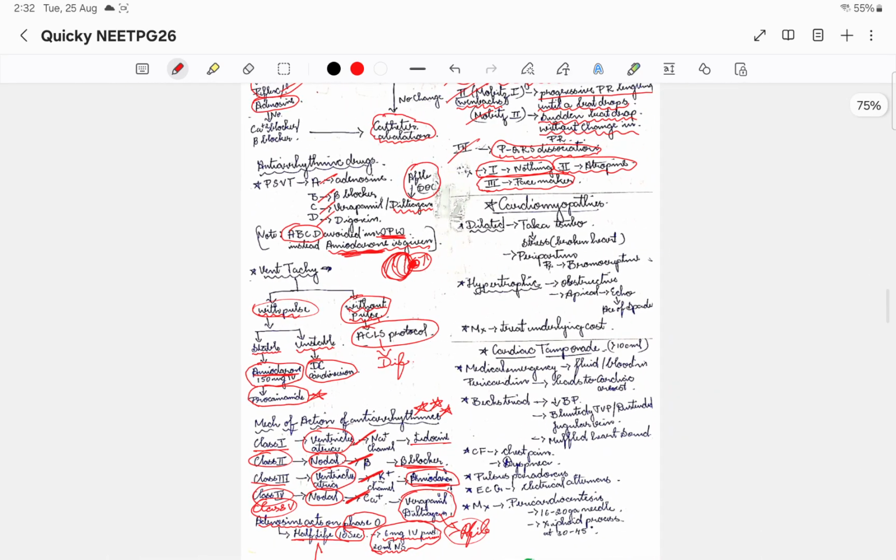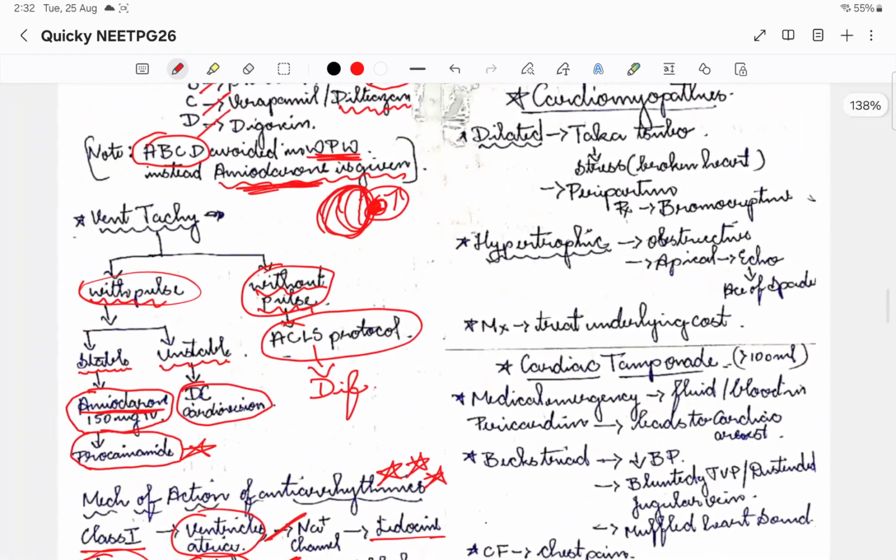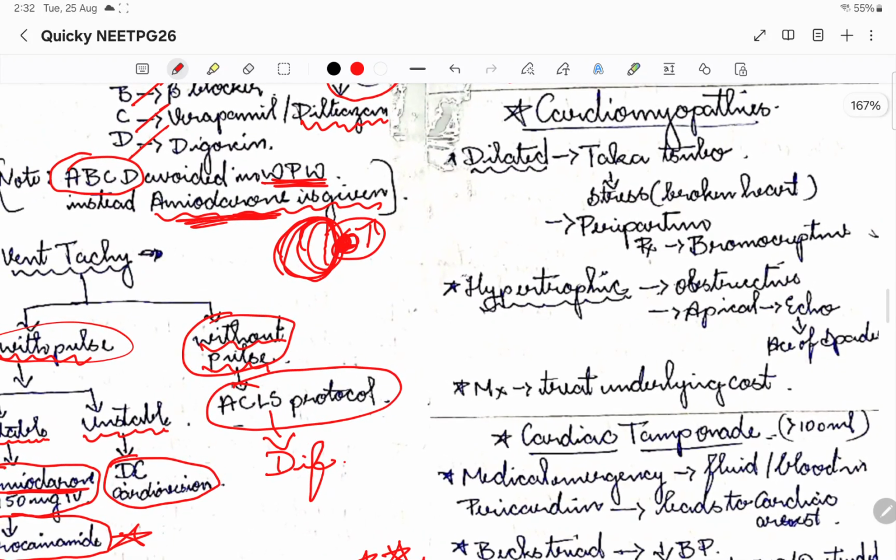Then coming to the last few topics of cardiology, it is going to be cardiomyopathy. Please remember, there are two types of cardiomyopathy, dilated and hypertrophic. In dilated, it is going to be Takotsubo cardiomyopathy, which is also called broken heart syndrome. This happens because of stress. Takotsubo means it looks like an octopus pot. In Japan they use octopus pots, and the left ventricle would look like an octopus pot. So that is why the name Takotsubo.